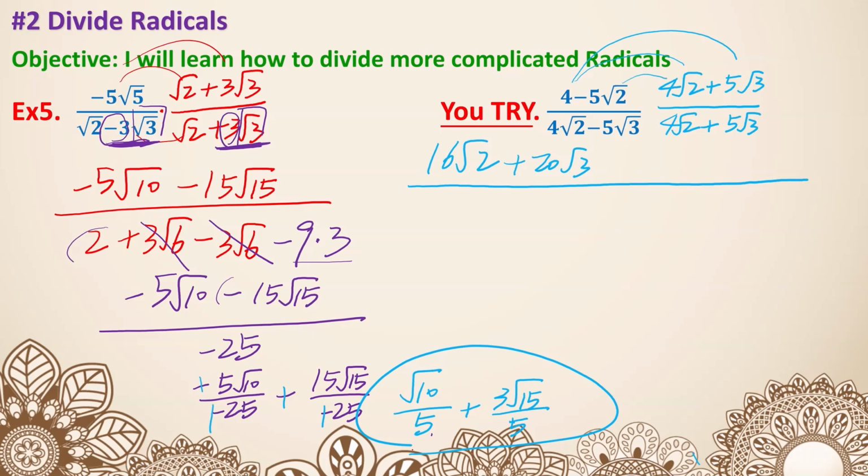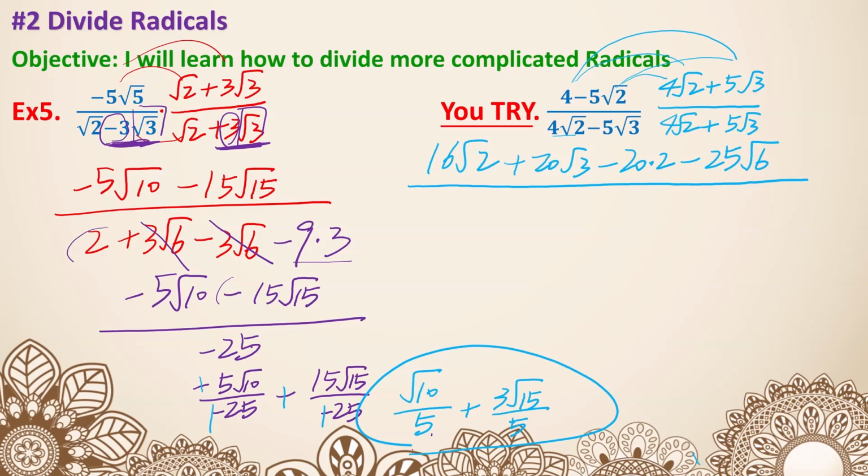Negative 5 square root of 2 times 4 square root of 2 is a negative 20 times 2. Just deal with the numbers in the front first together and then multiply the radicals. That's always the case, okay? Then we have a negative 5 square root of 2 times 5 square root of 3. So it's minus 25. Square root of 2 times square root of 3 is square root of 6.